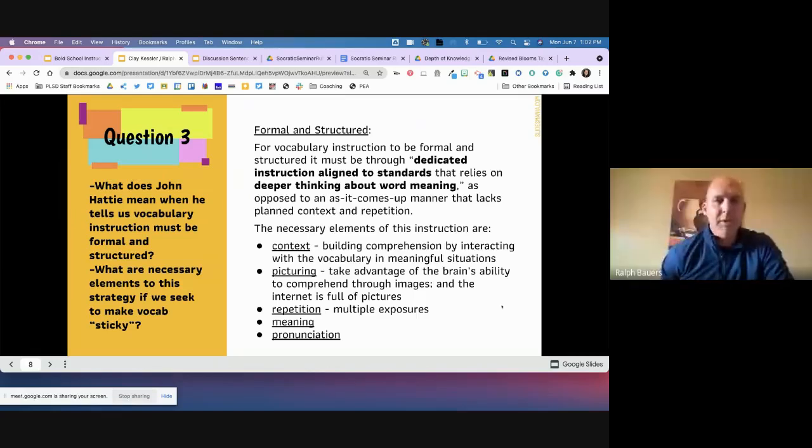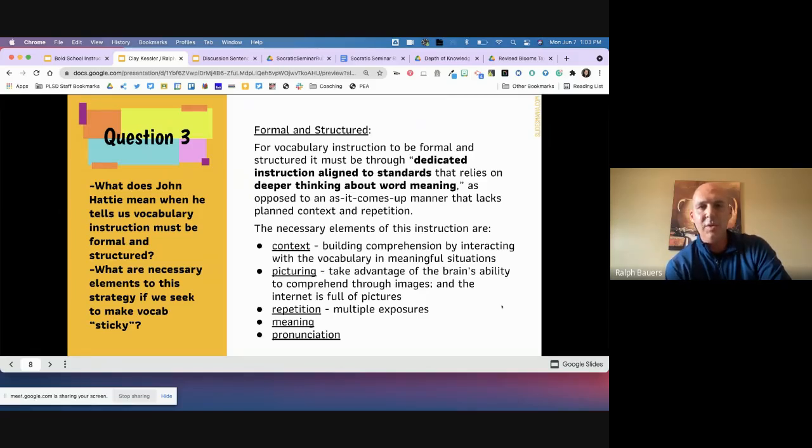Okay, question 3. This was more about, what are the most important elements and what does it really mean to be formal and structured in your vocabulary instruction? And like Clay said, they're comparing it to the instruction where the kids would have 10 vocabulary words. They'd have to just look them up on a list using the dictionary, with no context at all, and just try to memorize those words. And that does not really cause retention.